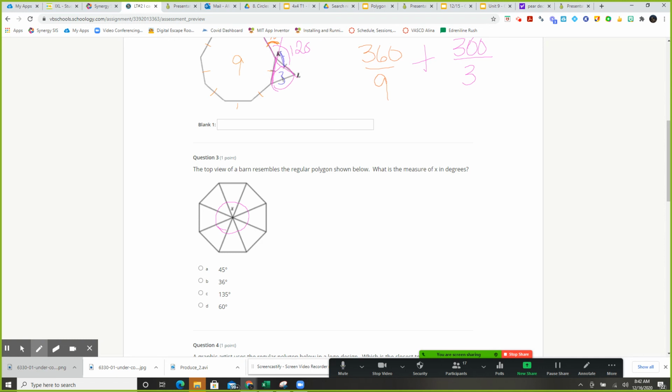Central 360, absolutely. They all come together in the middle of the pizza to make a circle. So what do I have to do with that 360 if I've got 8 slices? Divided by 8. What's 360 divided by 8?